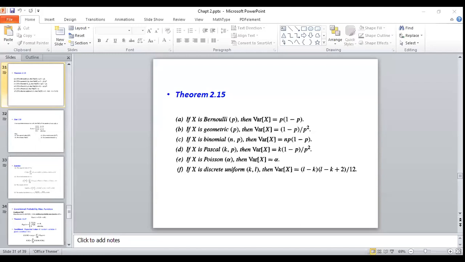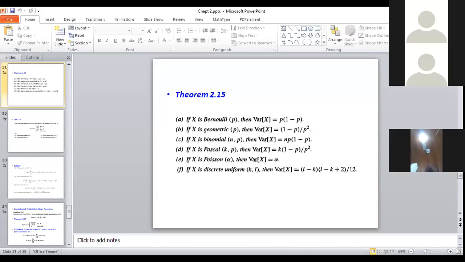So submit the assignment, and I will decide whether I will give it as a class test or not. Okay. So this theorem of 2.15 already we have seen.